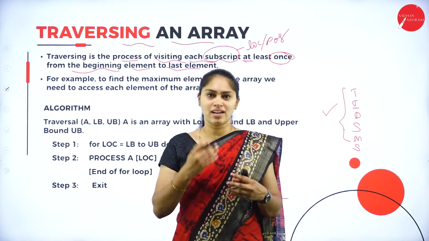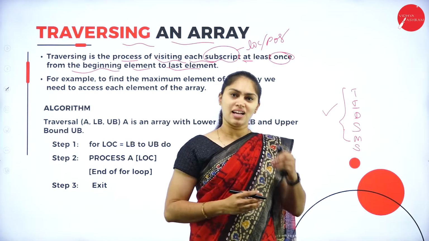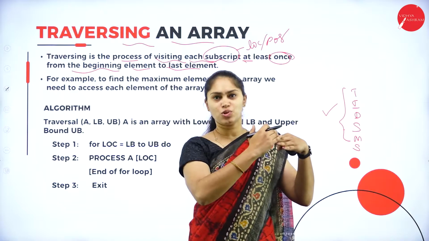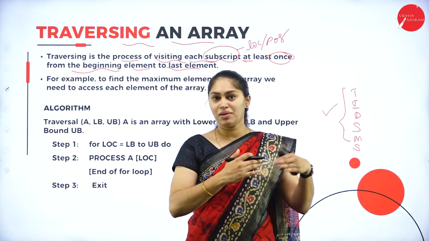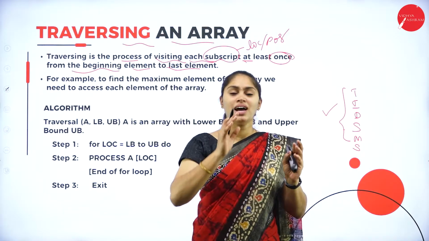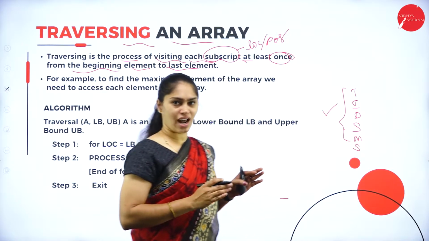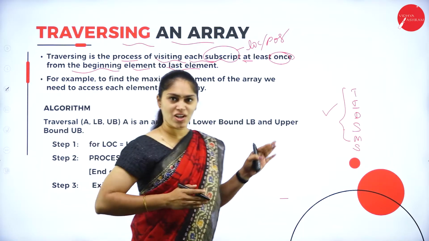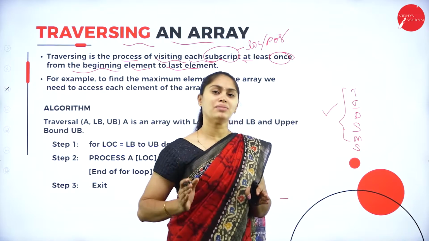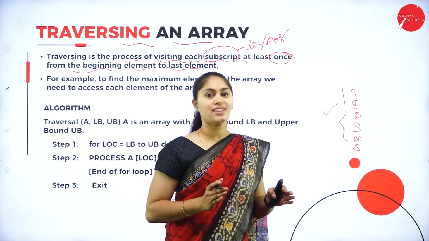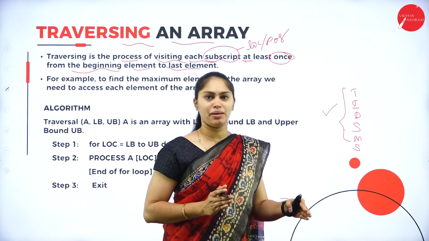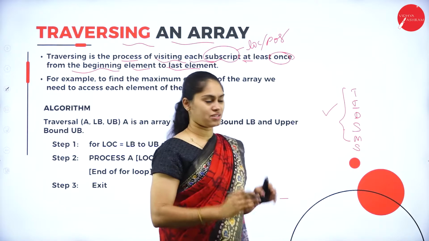When I start calling student names in the attendance, it has to start from the first student up to the last student. In between we can't leave anyone. At least one time I need to call everybody. That is what traversing is. Visiting each element at least once from the beginning to the end, this process of visiting each element in an array is called traversing, right?